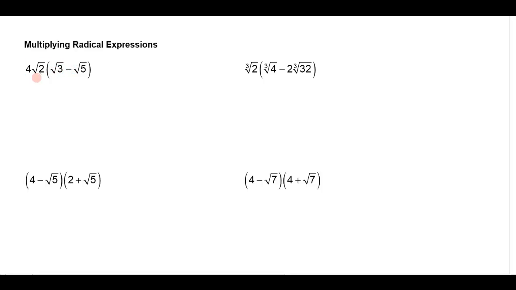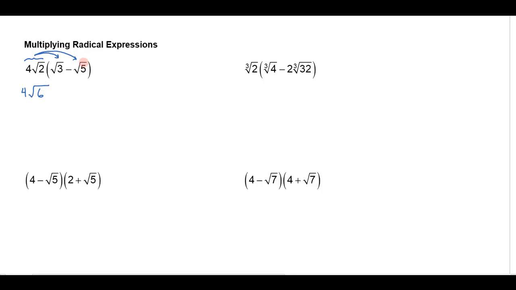Now just like if these were algebraic expressions, I'm going to go ahead and distribute this 4 square roots of 2 to the first term, and the 4 square roots of 2 over here to the second term, the square root of 5. So that'll just give me 4 times the square root of 2 times the square root of 3. And I can write the square root of 2 times the square root of 3 under the same radical. That would be the square root of 6.